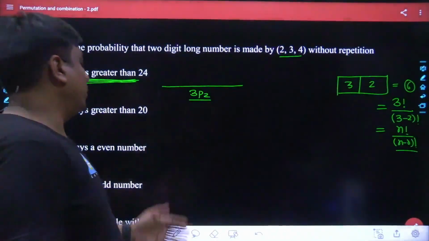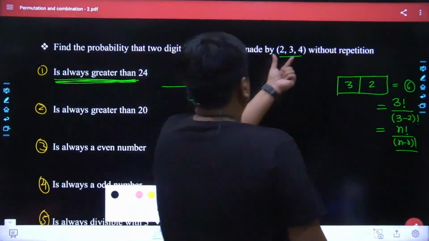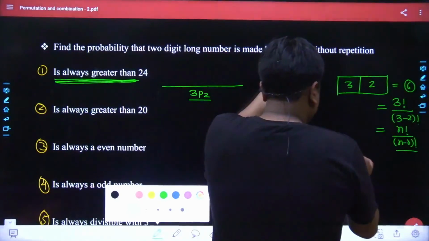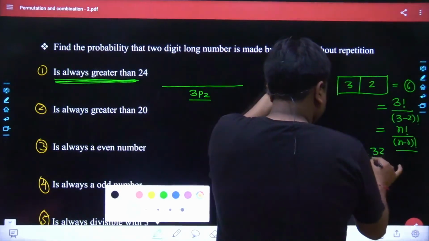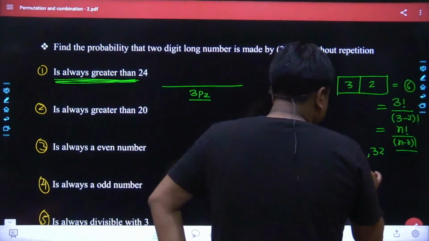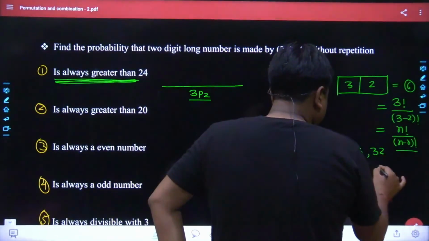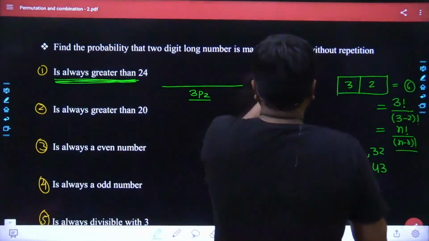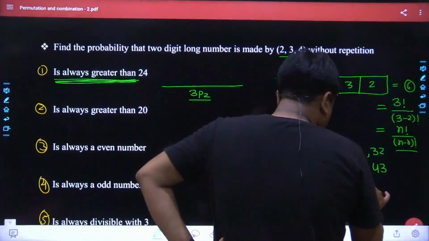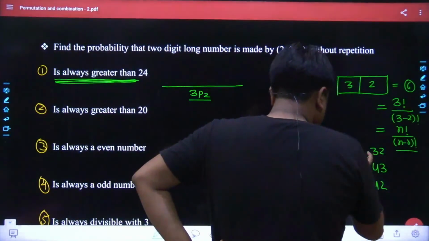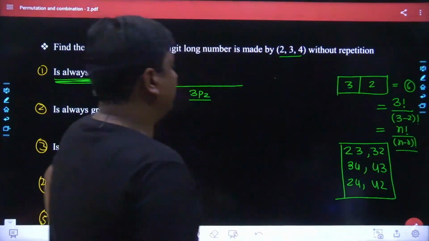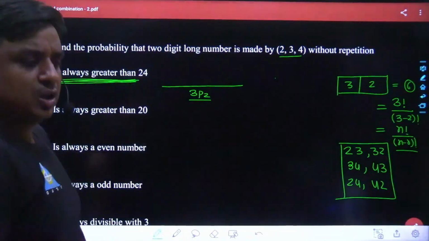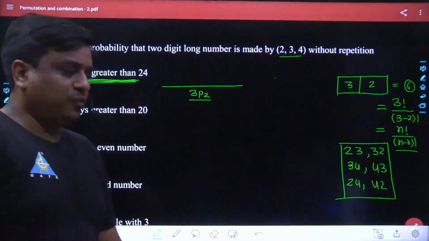6 there would be. If you want, we can write it down. If 2 and 3 are selected at the very beginning, the number could be 23 and 32. Secondly, if 3 and 4 are selected, the number could be 34 and 43. Similarly, if 2 and 4 are selected together, the number could be 24 and 42. So there are 6 different ways the 2-digit number could be framed with the digits 2, 3, 4.